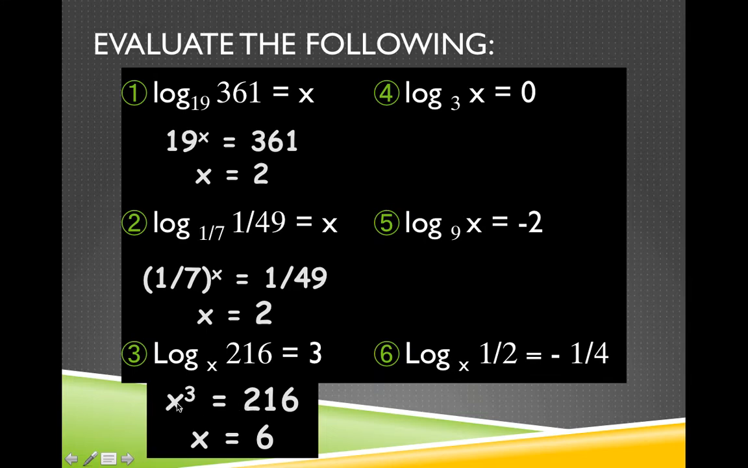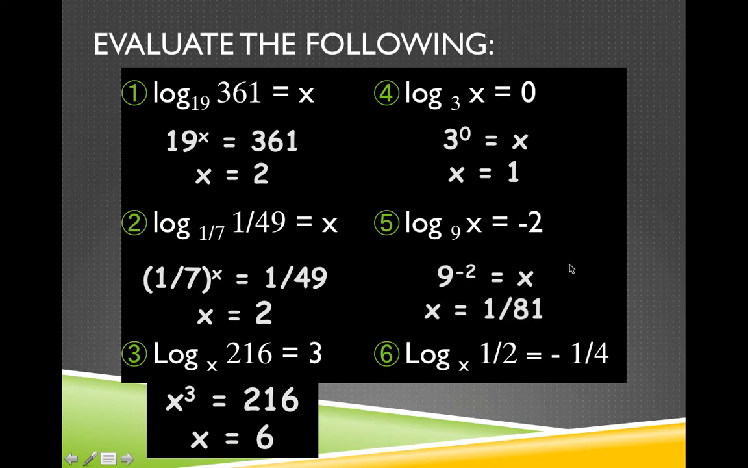So what number to the third is 216? That would be 6. Here I can say 3 to the 0 equals x. And hopefully you know that any number to the 0 is equal to 1. So x here is equal to 1. 9 to the negative second equals x. Hopefully you can say, well, 9 to the negative second means the reciprocal of 9 squared. 9 squared is 81, and the reciprocal of 81 is 1/81.